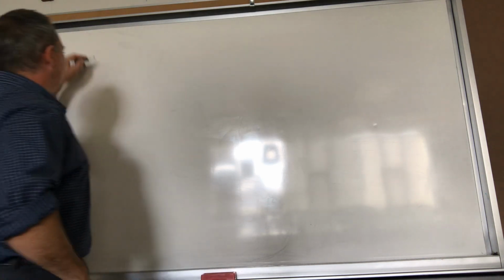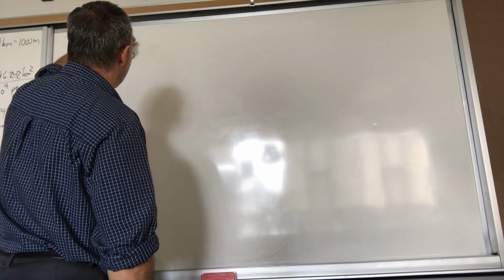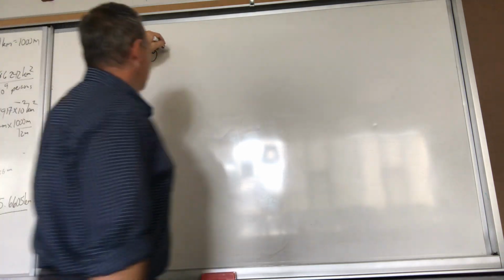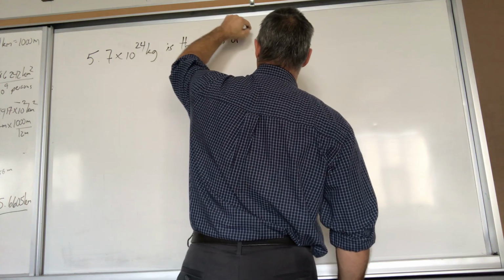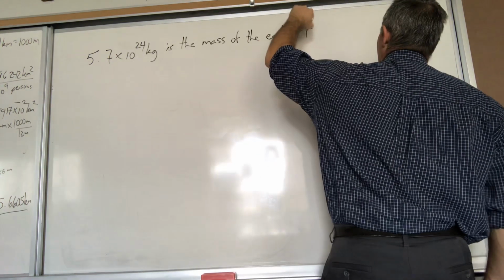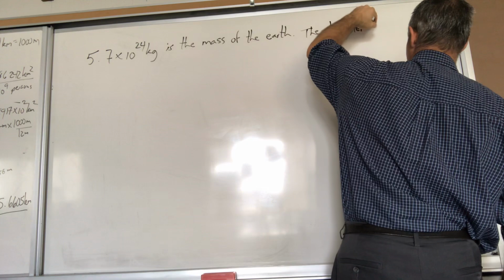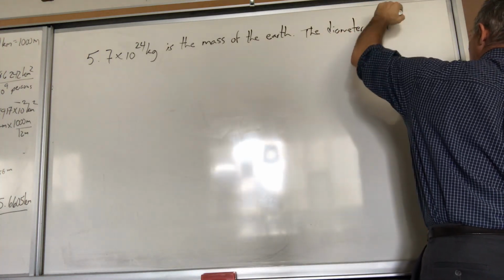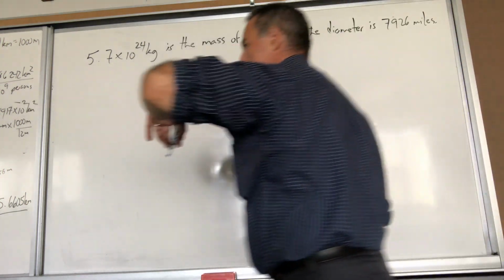It's around 5.7 times 10 to the 24 kilograms. Okay? That is the mass of the Earth. The diameter, as we've said before, is 7,926 miles. So what is the density of the Earth?